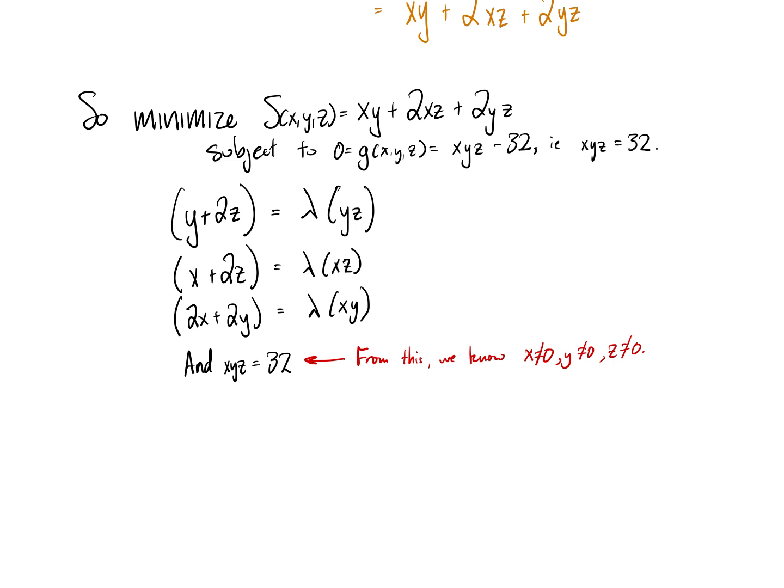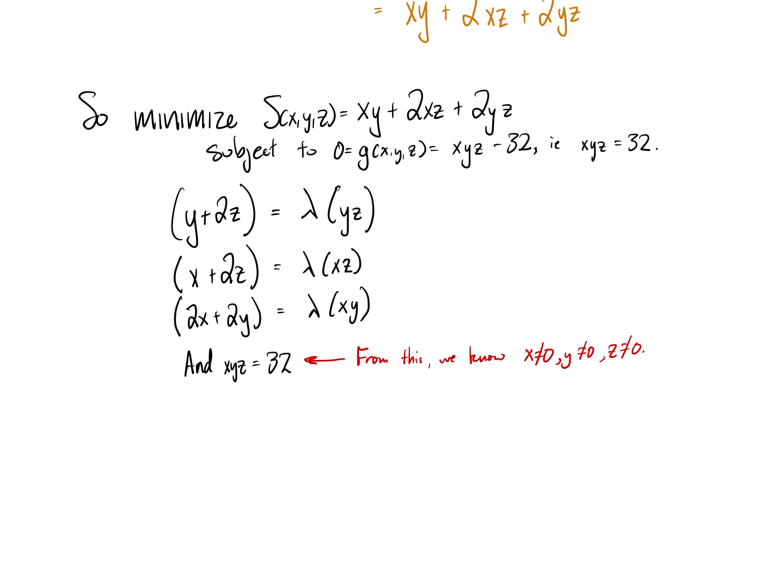So we could divide, solving for lambda. And then in the second equation, we could also solve for lambda. In the third equation, we could also solve for lambda. And then we could go ahead and set those equations equal to each other, respectively. But there's something else we could do.